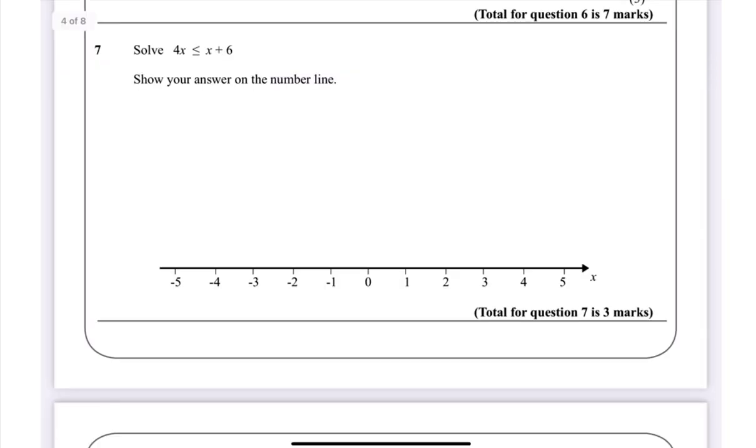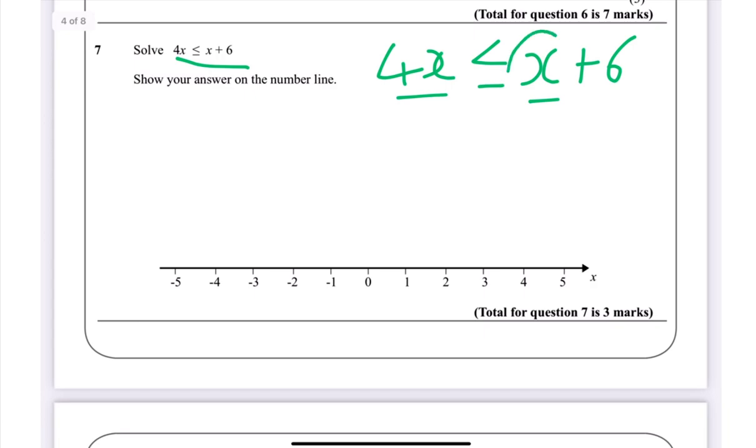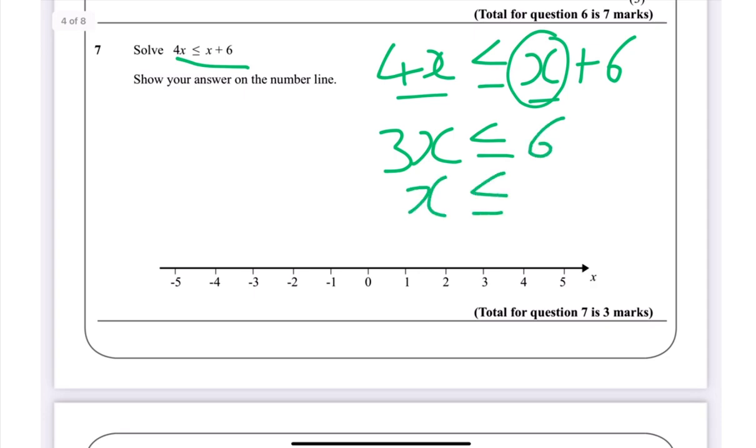Next one over here. So this one says solve. So this is like rearranging actually, but you must keep the inequality sign the same. You've got two lots of x's here, so baby goes to mummy, so this x will go to the other side. So that becomes 3x and that becomes 6. You then drop the 3 under, therefore it becomes 6 over 3. Therefore x is less than or equal to 2.